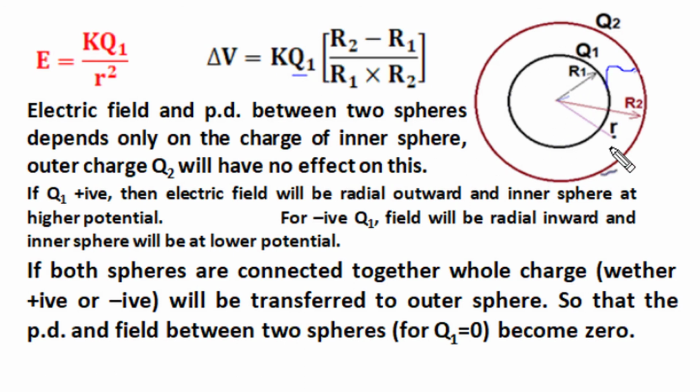That means the whole charge of this q1 sphere, whether it is positive or negative, will go to the outer sphere irrespective of polarity and amount of charge on the second sphere, and in that case there won't be any charge on the inner sphere, and electric field in between two spheres becomes zero, and there won't be any potential difference between two spheres. Both spheres become equipotential surfaces.